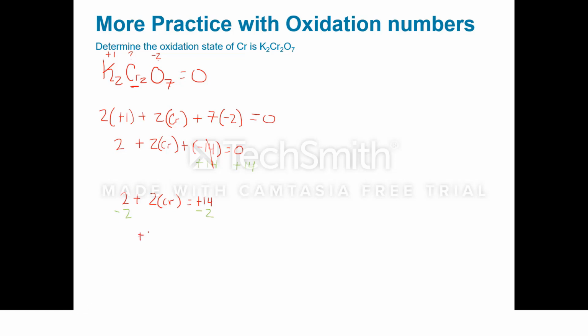And that gives us 2Cr, and that's equal to +12. And lastly, we divide each side of the equation by 2. And that gives us Cr equals +6. Okay? So the oxidation state, or the oxidation number for chromium for this example, is +6.